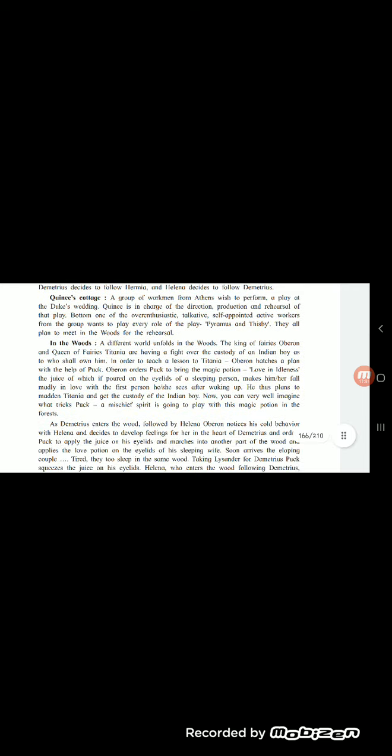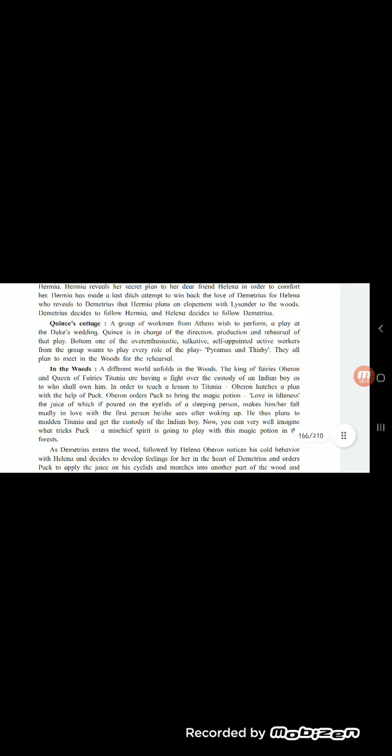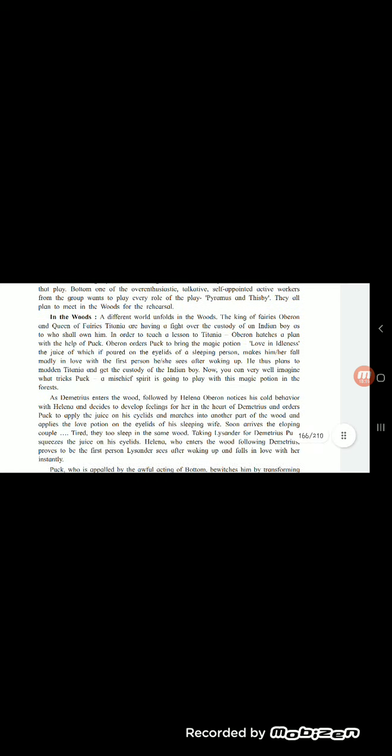And I told you, if you remember, this Bottom is somehow going to be associated with Titania, queen of fairies. Let us see what happens. Now these people are also going to be there in the woods. So how many people are going to be there? Lysander, Hermia, Demetrius, Helena. Now these crew of the play, Queen, Bottom, and other players, are also in the woods.